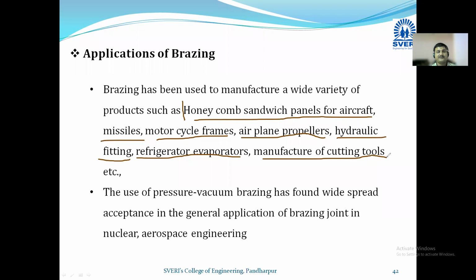That is one very important part. So please note down the application of brazing in the notebook also.